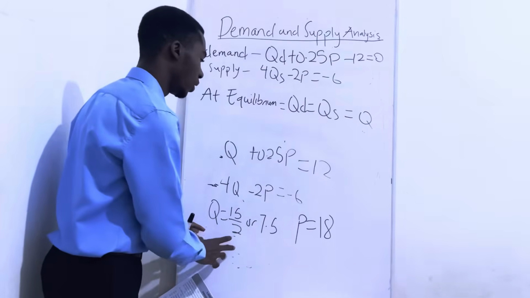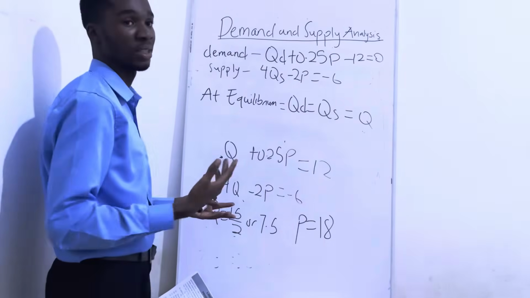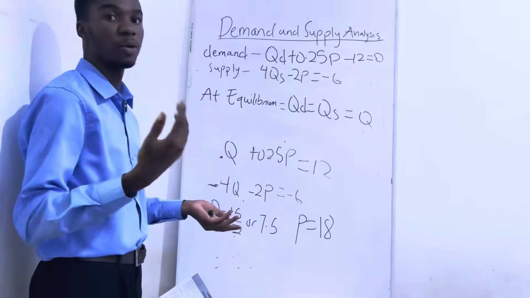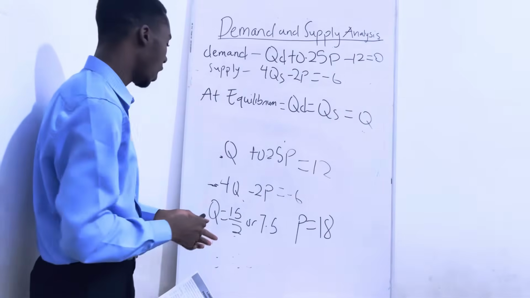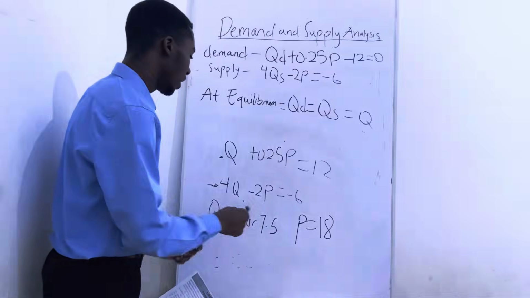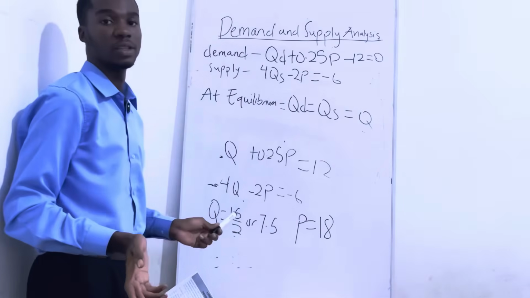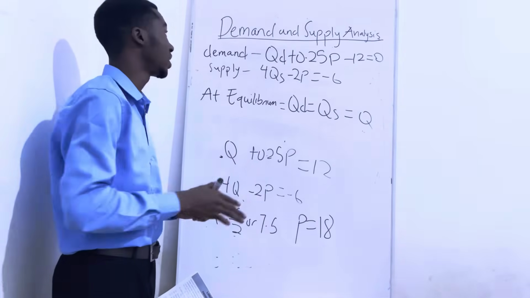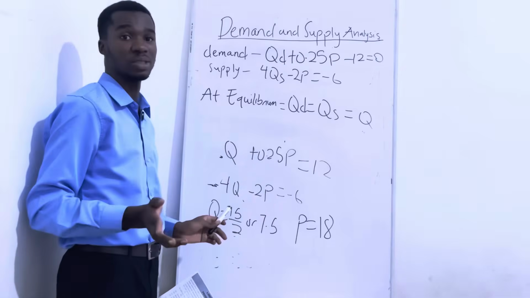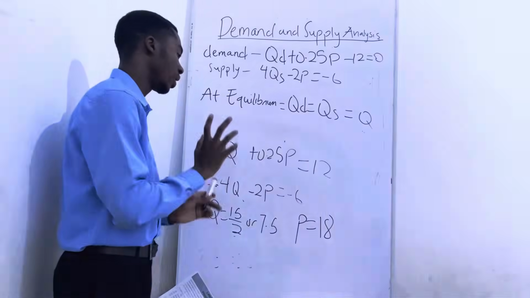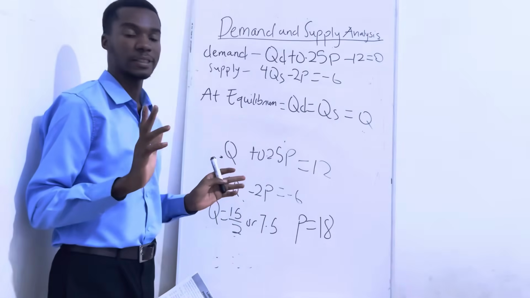So now since we got the Q and the P, we got our equilibrium price and the equilibrium quantity. So our equilibrium quantity, which is the Q, is 7.5. And our equilibrium price is 18. You get it? So if they give you the question, just rearrange it and solve them simultaneously. That's how you get the equilibrium price and the equilibrium quantity. I hope you get it.